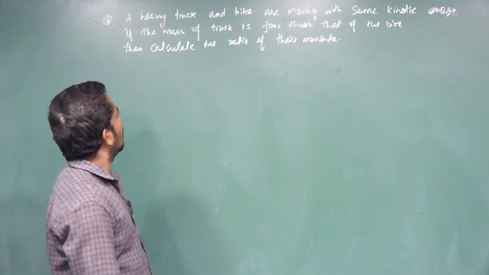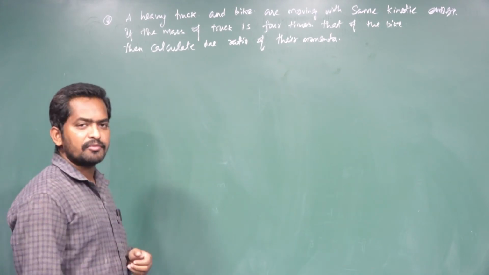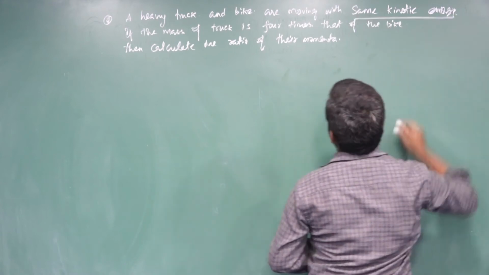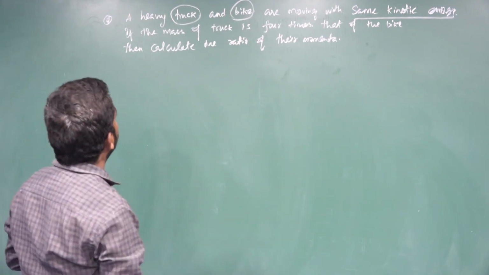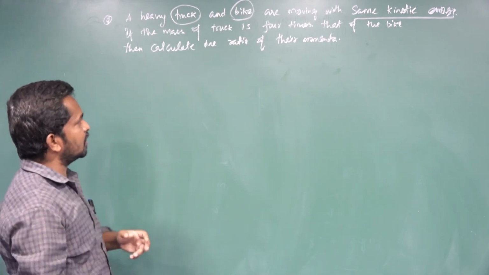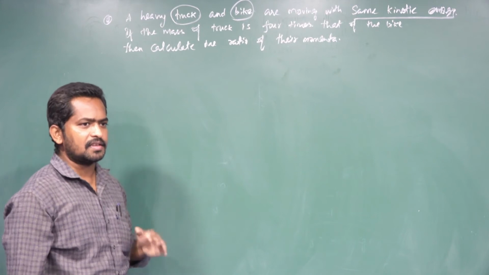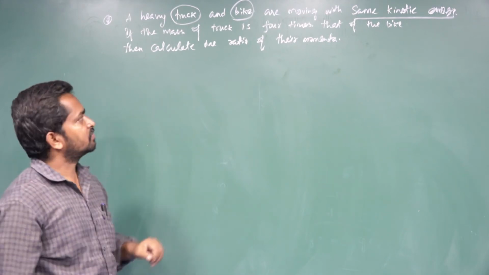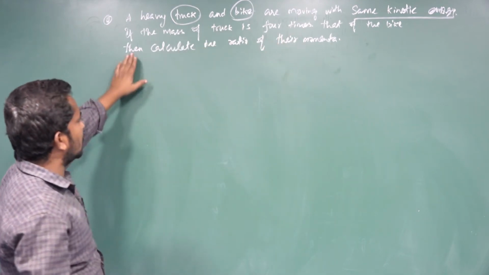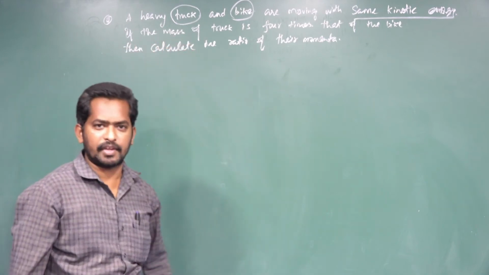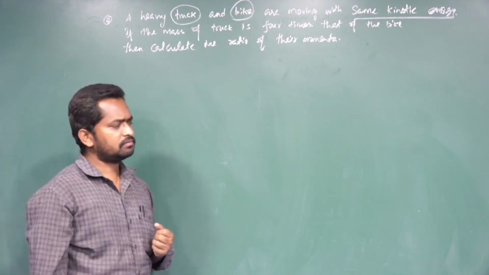Next example: a heavy truck and a bike are moving with the same kinetic energy. The first one is the truck, the other is the bike. If the mass of the truck is 4 times that of the bike, calculate the ratio of their momentum, bike and truck.